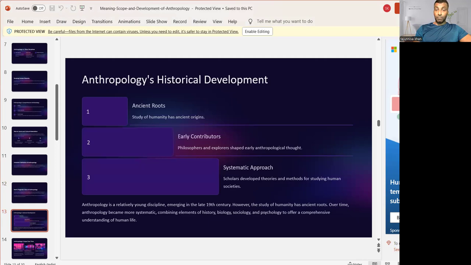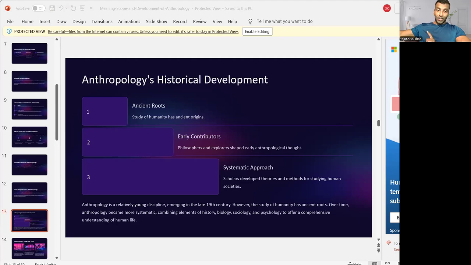Now, anthropology is a relatively young discipline, and that's an advantage also. History has a long root, right? And if you have taken history as the optional, how much you need to learn and understand the entire Indian history, world history. But that's not the case with anthropology. This is a very young discipline, emerging in the late 19th century.